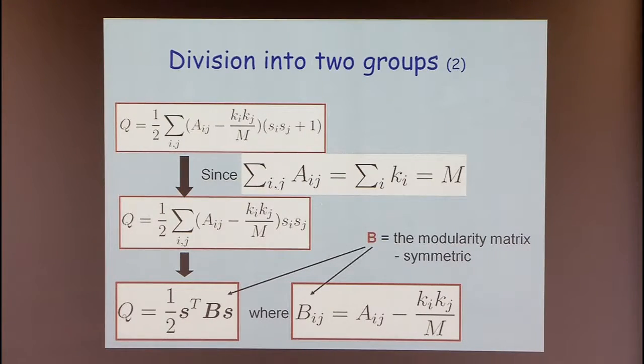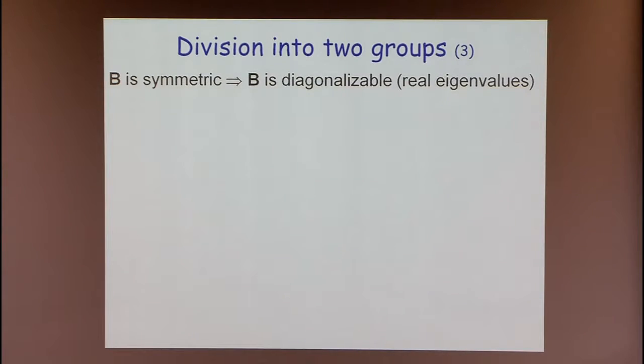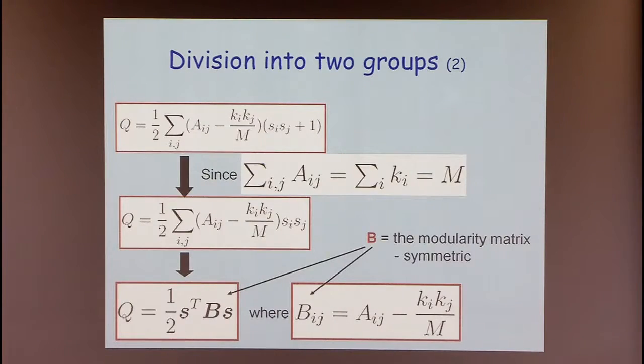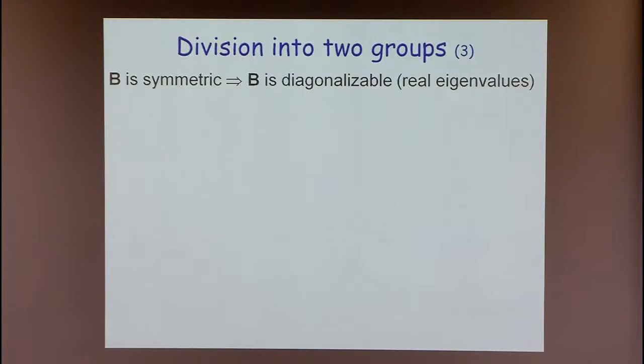And now this expression can be written in a matrix form very economically as S transpose BS, where B is called the modularity matrix. Why is this important? This is important because if you have this expression, then you can use spectral approaches to try to optimize it. And the way it works is as follows.